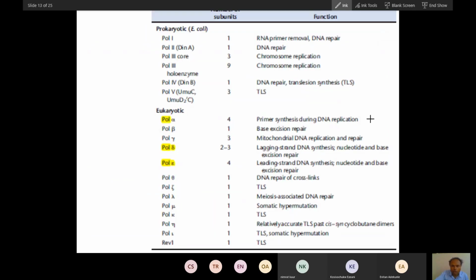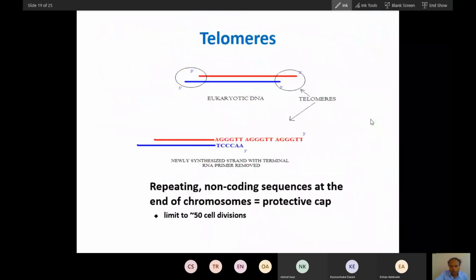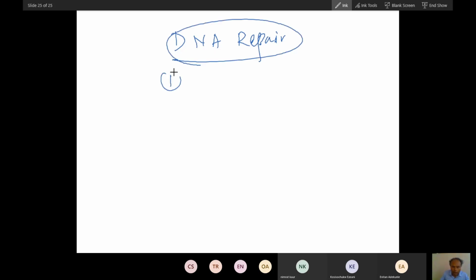Now, after this, I just want you to read a little bit about DNA repair. I am giving you an overview for 2 minutes. So there will be DNA damage and then repair mechanism. I have already told you one mechanism that is called mismatch repair. Mismatch repair happens after DNA replication.